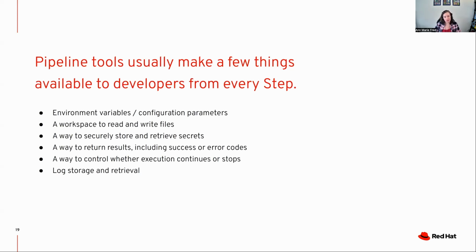Now, pipeline tools usually make a few things available to developers from every step. This is kind of the power of the pipeline tools. They're going to pass you your environment variables and configuration parameters, so you can reuse the same steps with different configuration variables. You'll have a workspace where you can read and write files, a way that you can securely store and retrieve secrets that you need in the pipeline, a way to return results, including success or error codes, a way to control whether execution continues or stops from that step. Will it continue on to further steps or will it end right there? And then log storage and retrieval facilities.